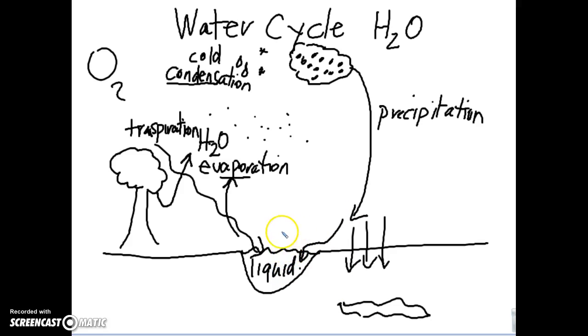So you should understand this cycle in much more detail than I've explained it, but basically you have to understand that plants transpire and water evaporates to come up into the atmosphere, cools off, and condenses. The condensed water forms a cloud because of a dust particle that allows them to come together, and then the water comes back to the earth by precipitation.